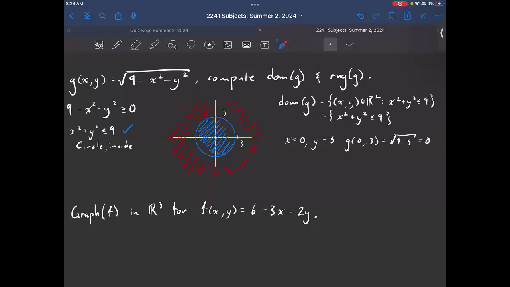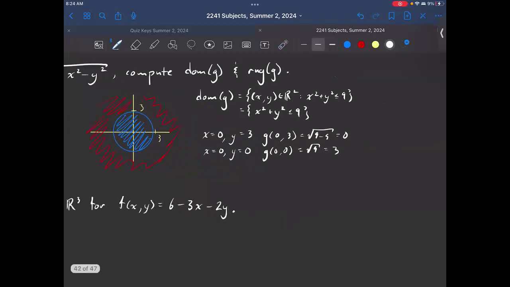What about the maximum possible value? Well, that's going to be where I subtract the least from here, and that would be 0, 0. So g of 0, 0 is square root of 9, which is 3. Okay, so my maximum possible value is 3, and my min is 0.